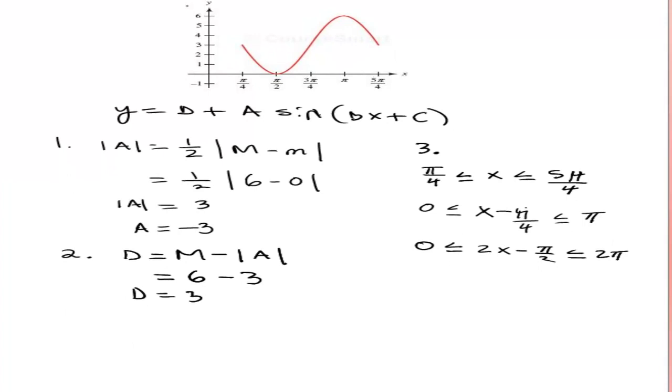Alright, now my equation is going to be y equals, I just replace all the things we just found into the equation, where this is the b and this is my c. And so we get y equals 3 minus 3 times the sine of 2x minus pi over 2. And that's the equation.